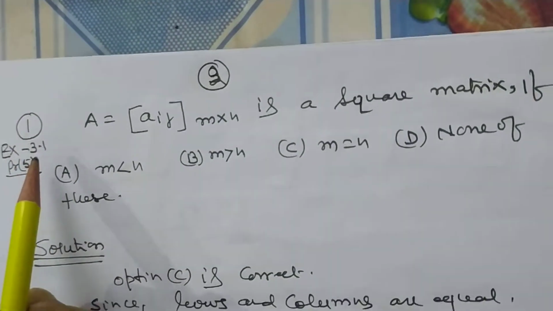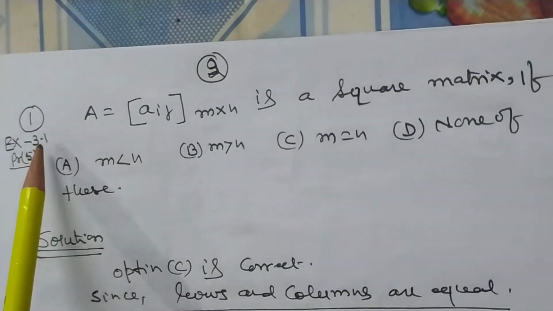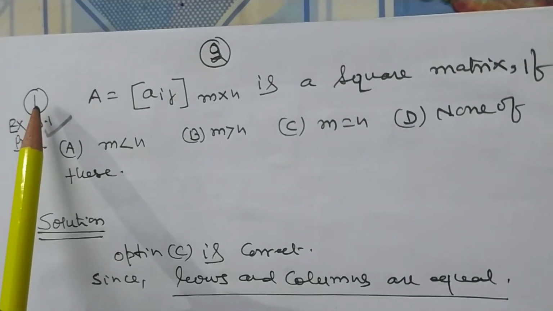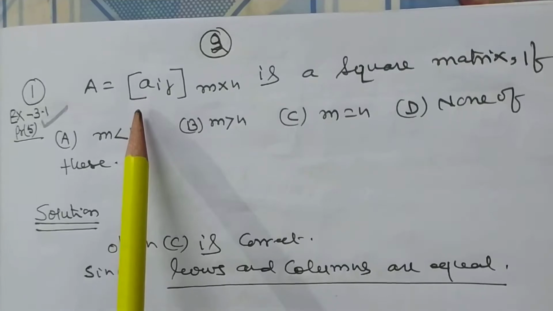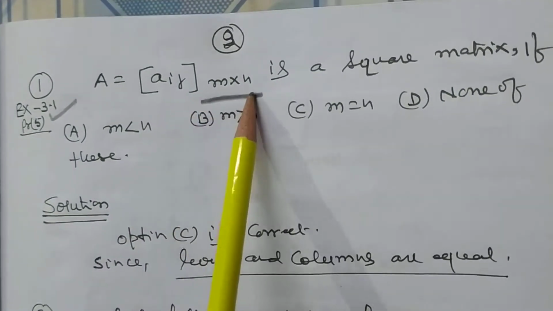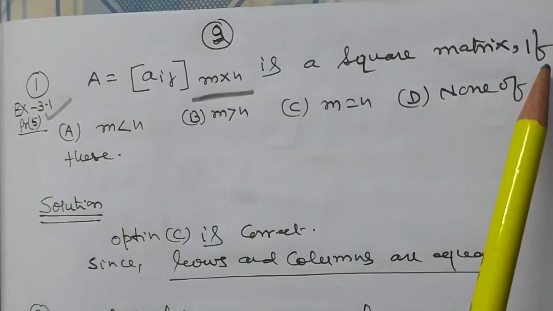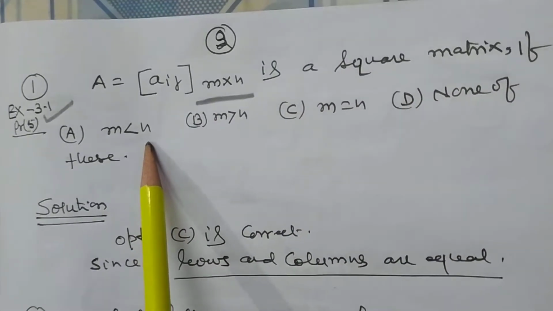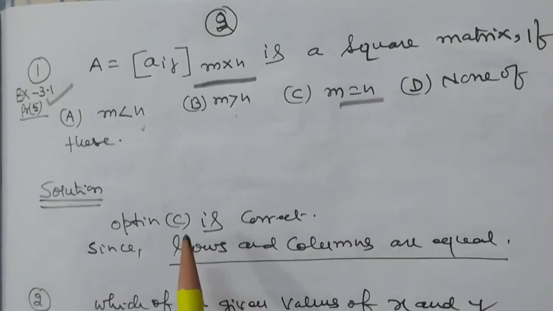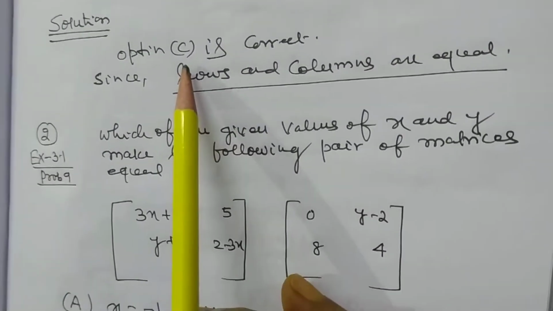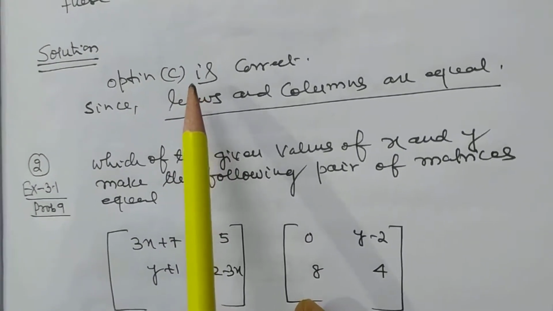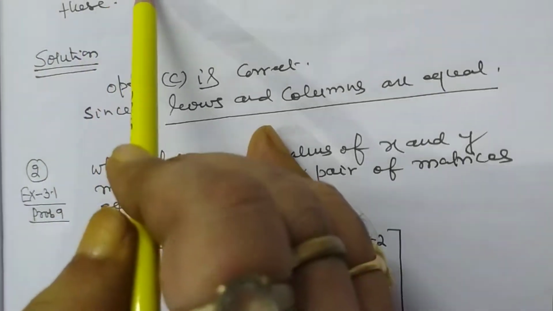So now this is a problem of exercise 3.1, problem number 5, and problem number 1 of this study material. A matrix A of order m by n is a square matrix if m less than n, m greater than n, m is equal to n, none of these. My dear student, in a square matrix, number of rows is equal to number of columns, so option C is correct.